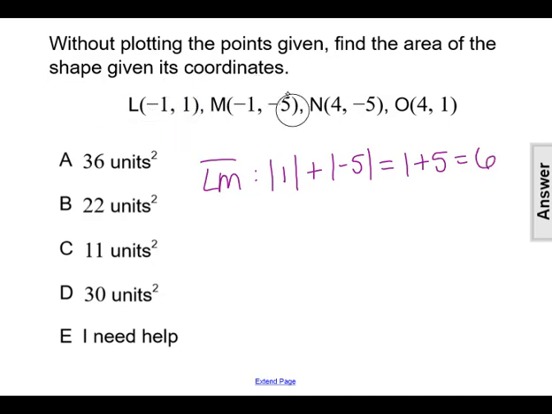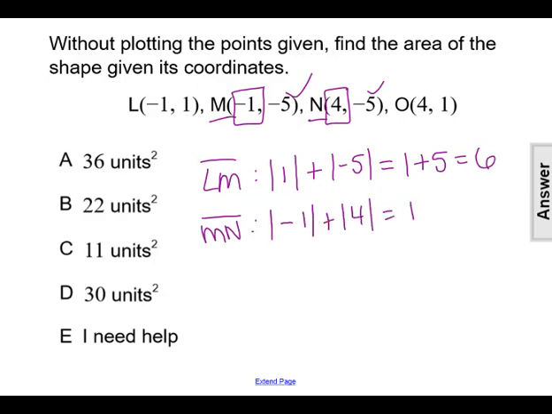Now let's find the side length of MN. M and N have the same y values and their x values are opposite signs. So again, we're going to add their absolute values to find the distance between those 2 points. We're going to do the absolute value of negative 1 plus the absolute value of 4, which gives us 1 plus 4, which gives us 5. So the distance between M and N is 5.